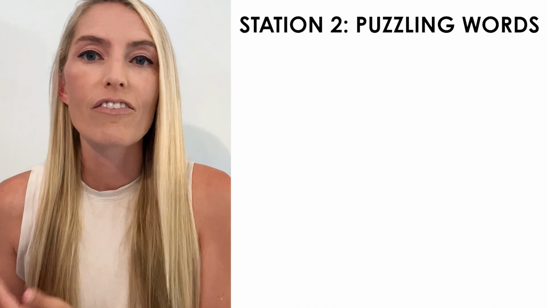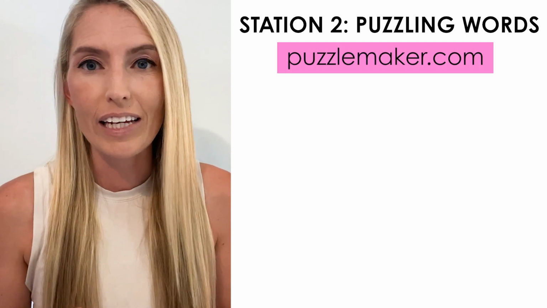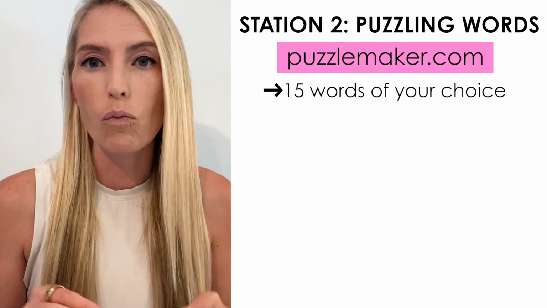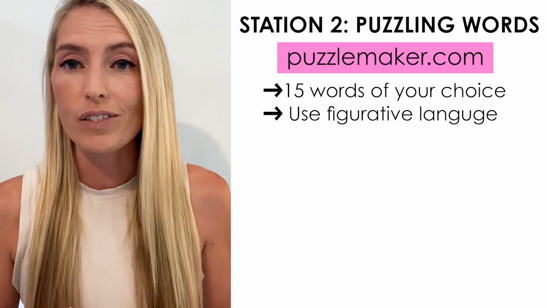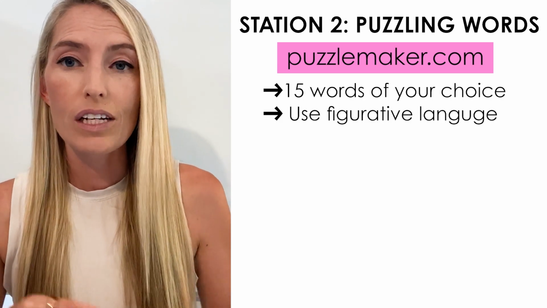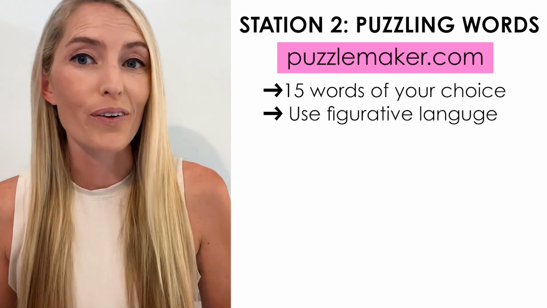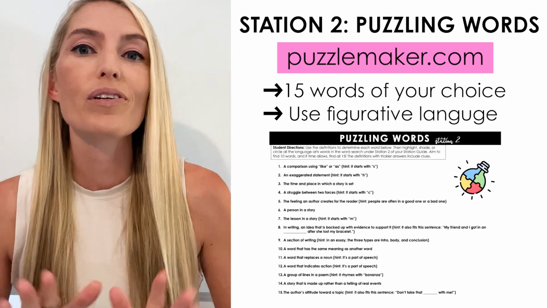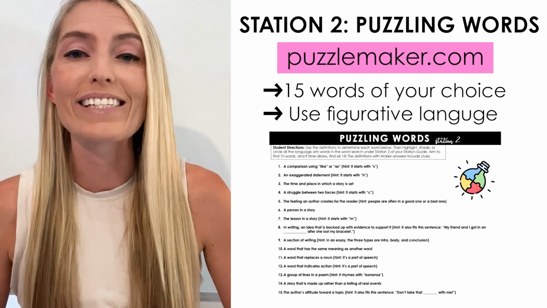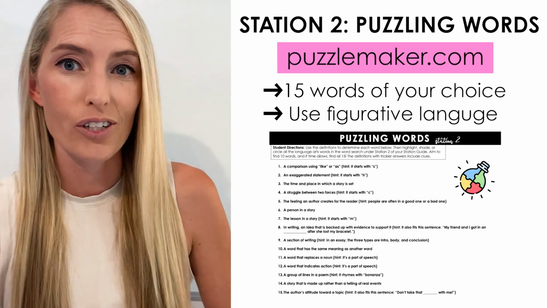Station number 2 could be something like puzzling words. And for this station, you can use a site like puzzlemaker.com to easily create a word search with about 15 words of your choice. And we like to use figurative language for our words. And at this station, students will need to find all 15 words in the puzzle, but they don't know what the words are that they are looking for. Instead, you have just 15 definitions, and students will need to figure out what the word is that matches a particular definition, and then they're going to find it in the word search.